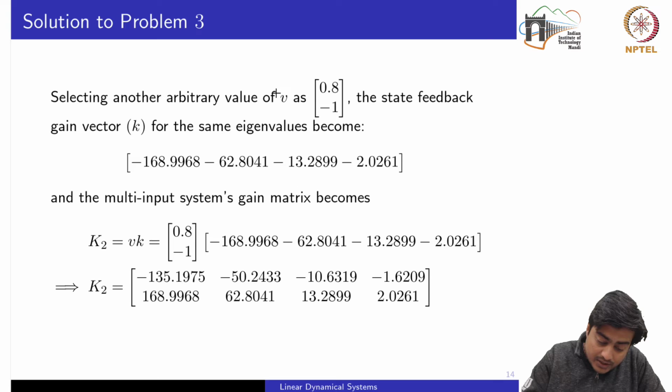The second state feedback gain matrix we can compute by selecting another arbitrary column vector V, which we have selected here as 0.8 and -1. Following the same procedure, first we compute the state feedback gain vector K for the reduced single input system, and then compute K2 as the multiplication of the column vector V we have selected and the row vector K we have computed here. So this would be another state feedback gain matrix. Again, you can compute the eigenvalues of the state feedback matrix by plugging in this K2, and you will see that all the eigenvalues are placed at the desired locations.